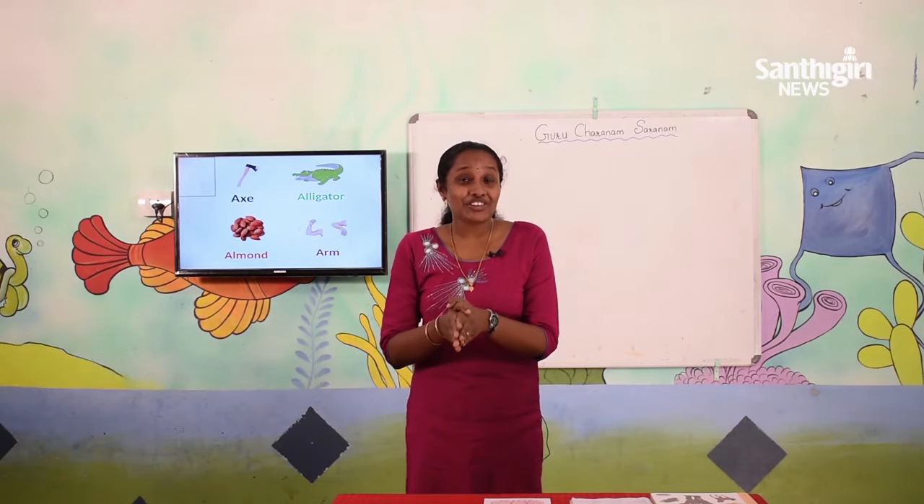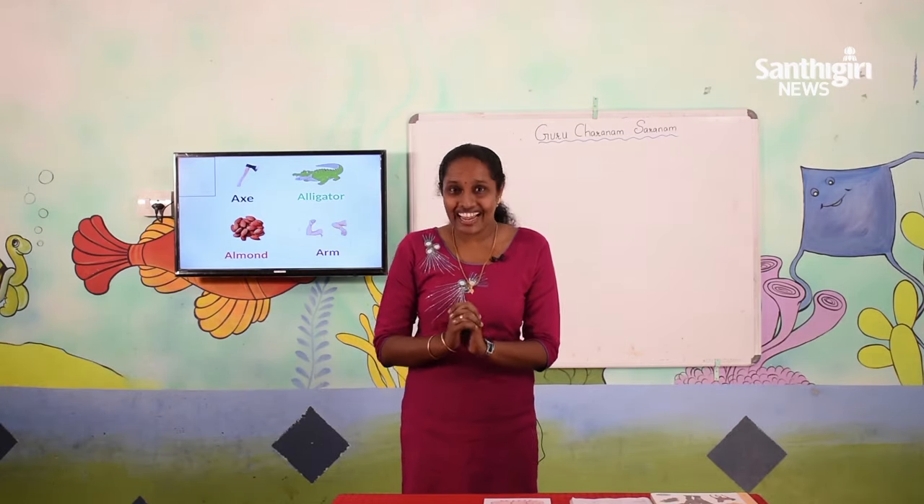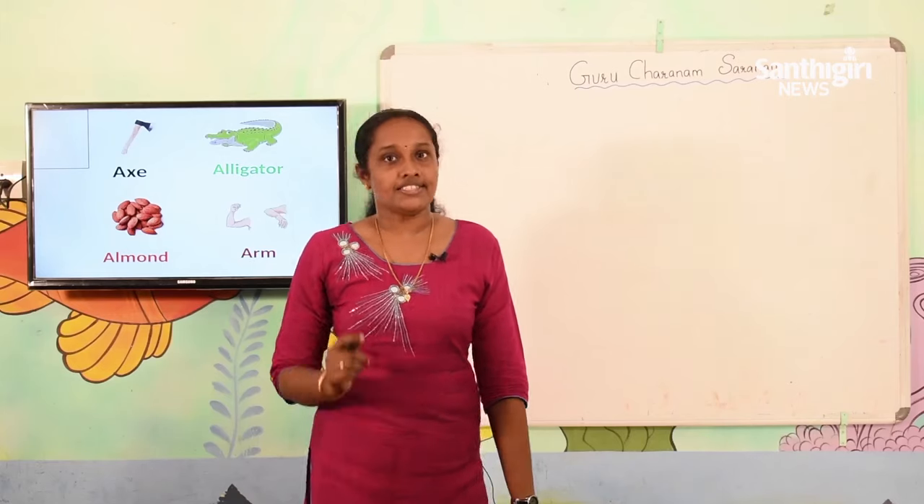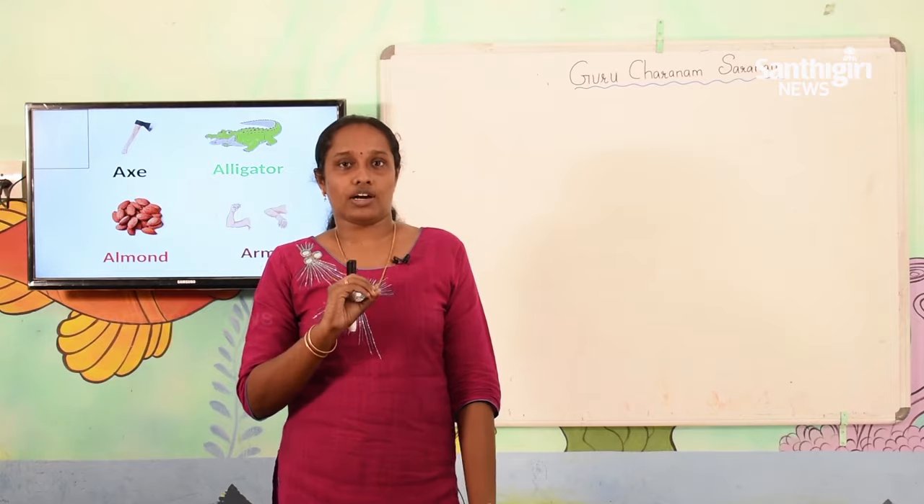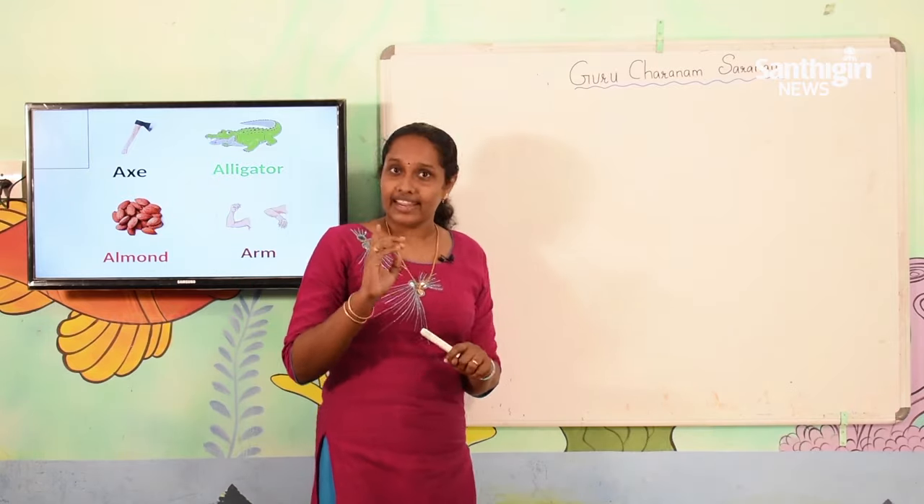Today I'm here to revise the alphabet sounds. Shall I? Come. We have 26 letters in the English alphabet. Each letter has its own sound. Come. First letter A.